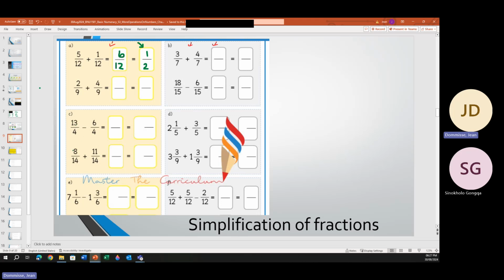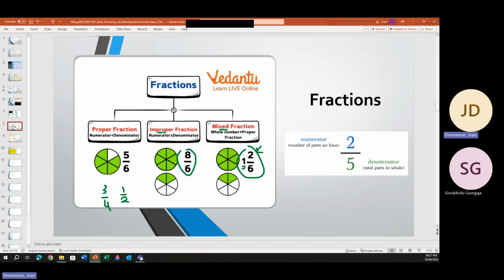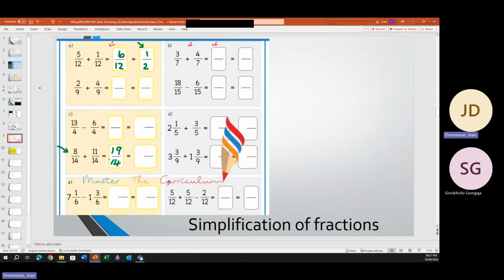Or let's look at this one: 8 over 14 plus 11 over 14. Both are over 14, so we can have a 14 at the bottom, and then we add what is at the top. So 8 plus 11 is 19. Now we're sitting with an improper fraction, and I want to write it as a mixed fraction.